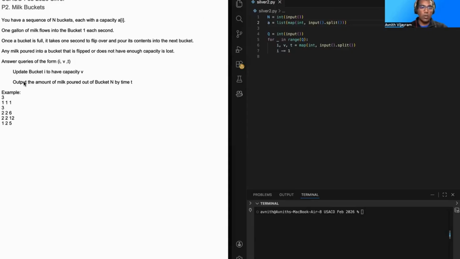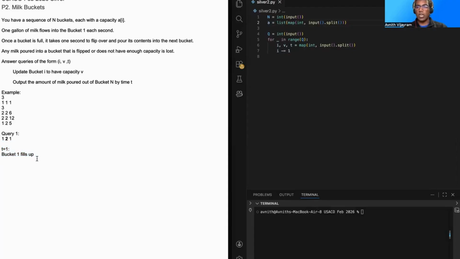So here, N is 3, so we have 3 buckets. Initially, they all have capacity 1, and we have 3 queries. So the first query here is we're going to update bucket 2 to have capacity 2, and we'll print the milk poured out of the last bucket at time 6. So after the update, we have 1, 2, 1 for the capacities, and we can just step through each moment in time to see what happens.